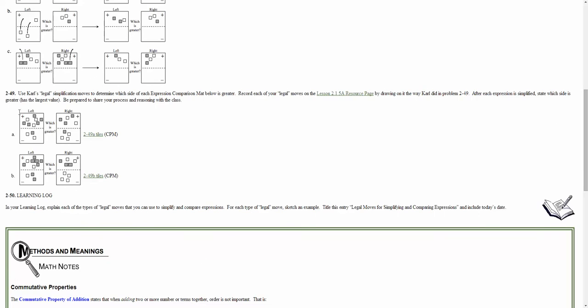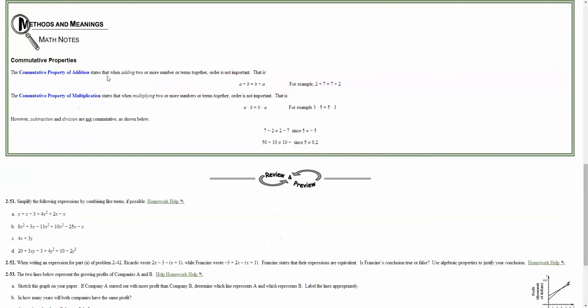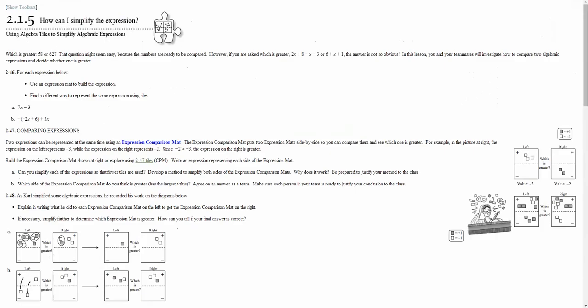And then they give you a couple examples to do. Okay? Asks you to do a learning log where you define those. So not too big a deal. Remember, we got our math notes. Be keeping up with that on the Google. Here we got the commutative property of addition, commutative property of multiplication. Okay? Be sure to keep up with those.